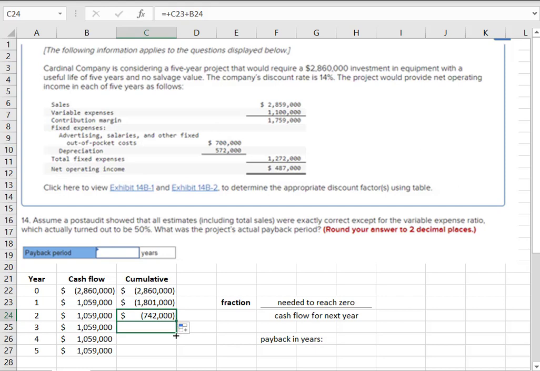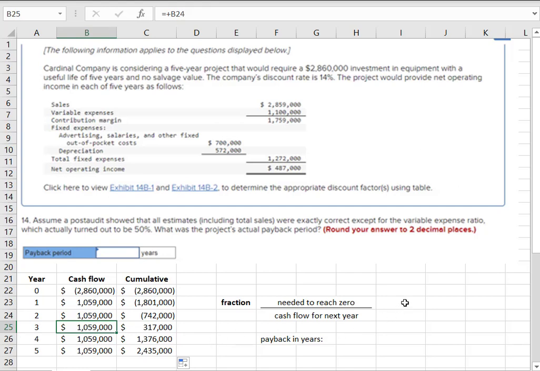So let's do that all the way down. And the year of interest is the year when it turns from zero to positive, because zero's in the middle. When it goes negative and it finally hits zero, then it toggles to positive. So it takes 2 years plus a fraction of the next year. How much of the next year? $742,000 of the next year's cash flow I need to get to zero, or payback.